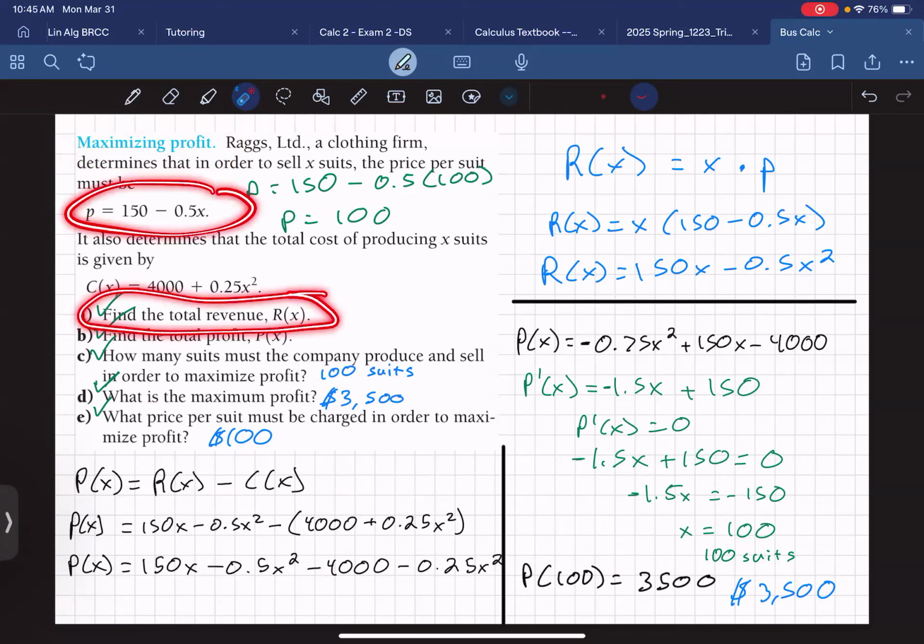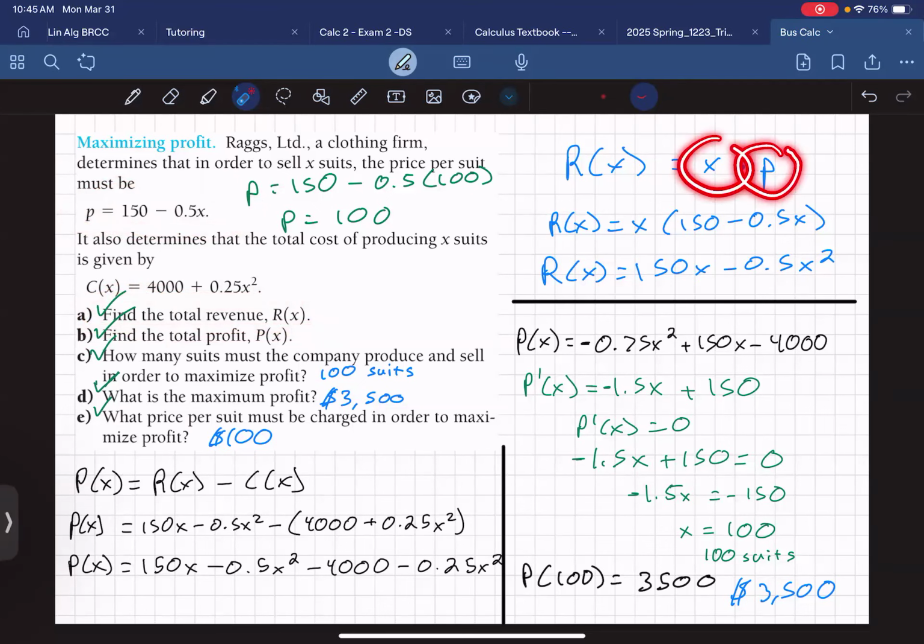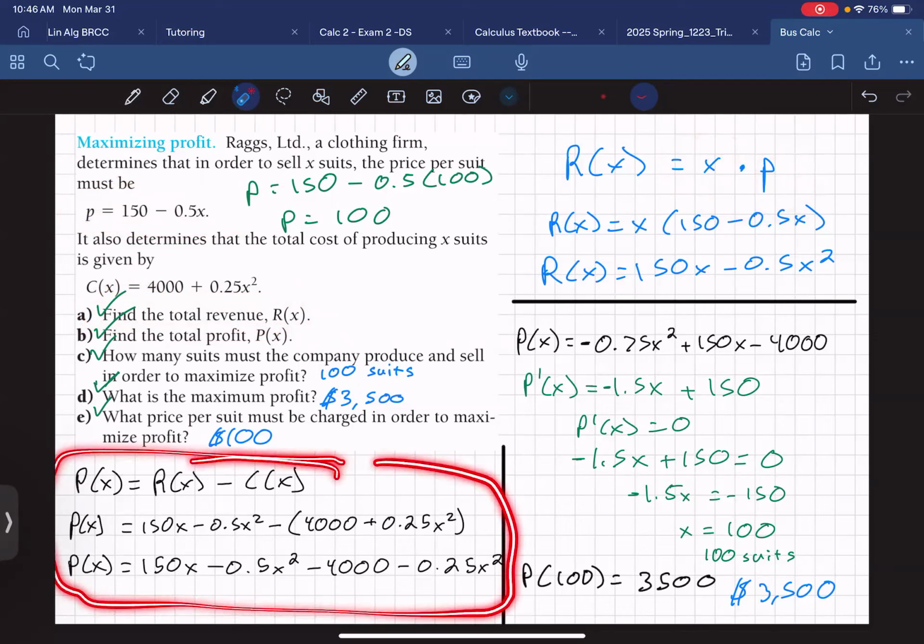As you look at this problem, make sure you see that the total revenue came from us knowing the price that we're going to charge. Whatever price you charge, the number of suits that you sell at that price will give you the total revenue. The number of suits I produced times this price here, that's my total revenue. Profit, as we talked about, comes from that subtraction, right? Subtract the total cost from the total revenue.